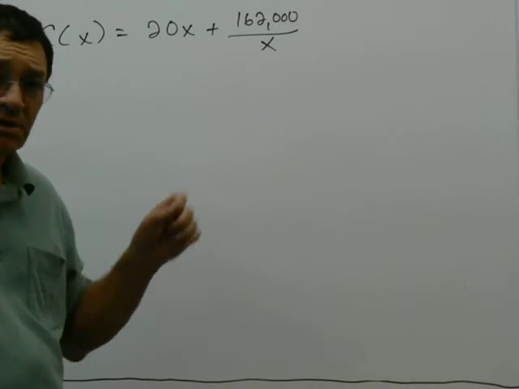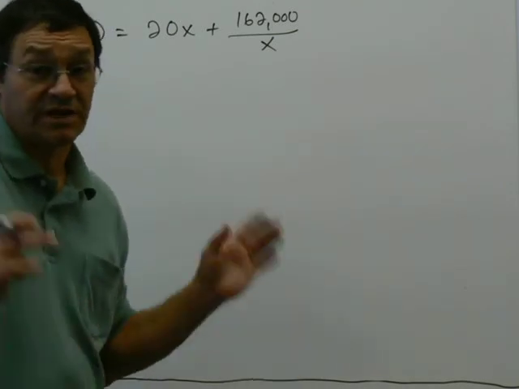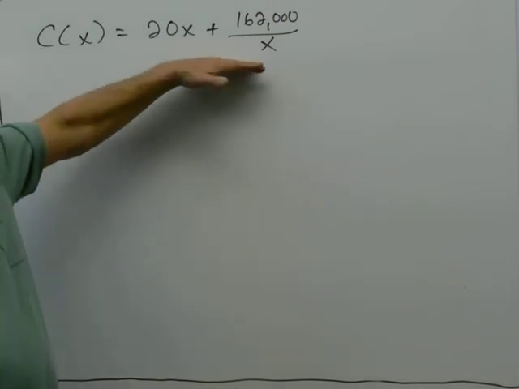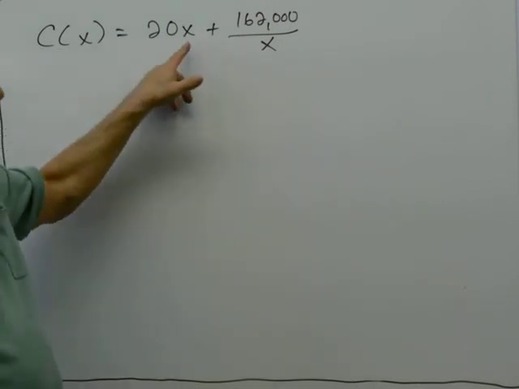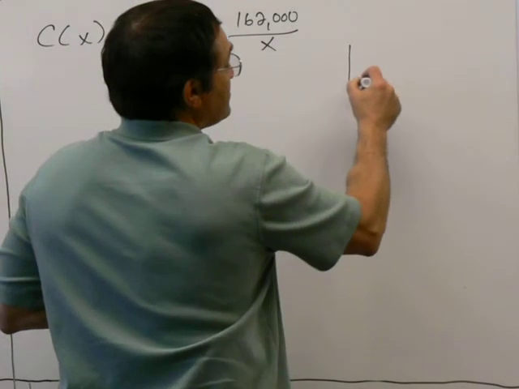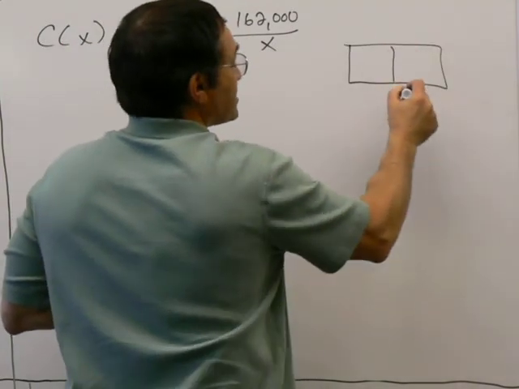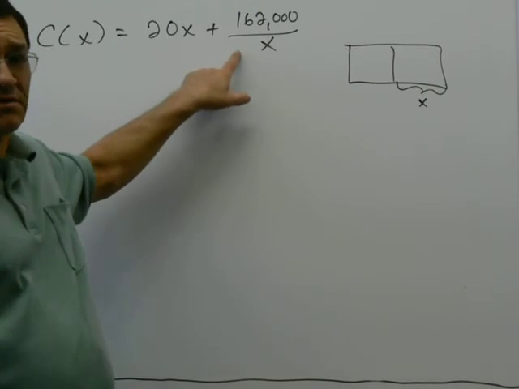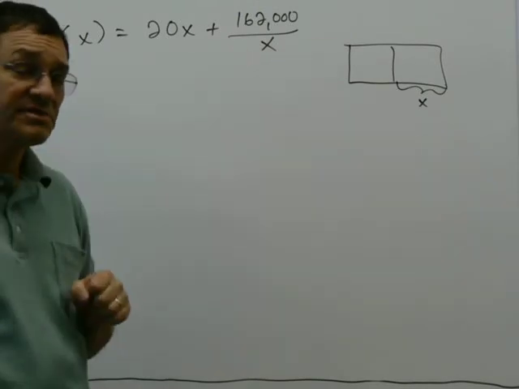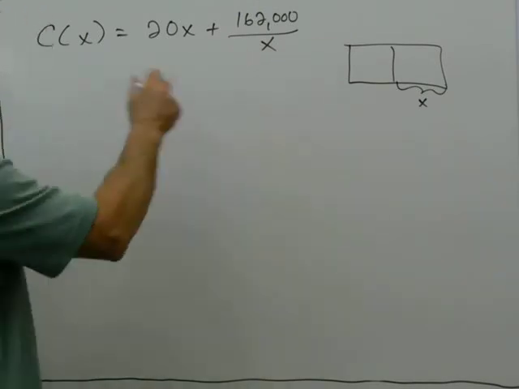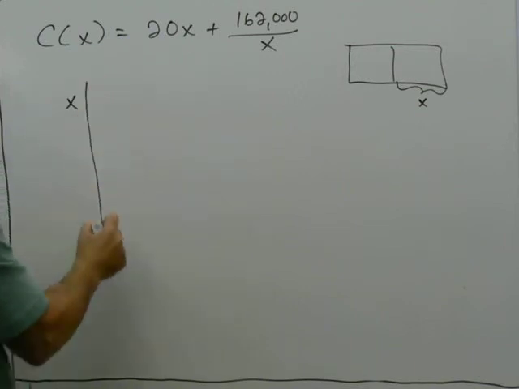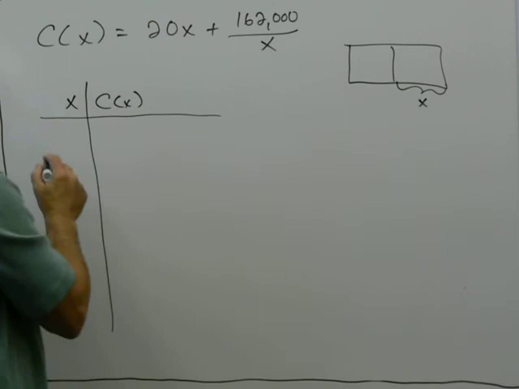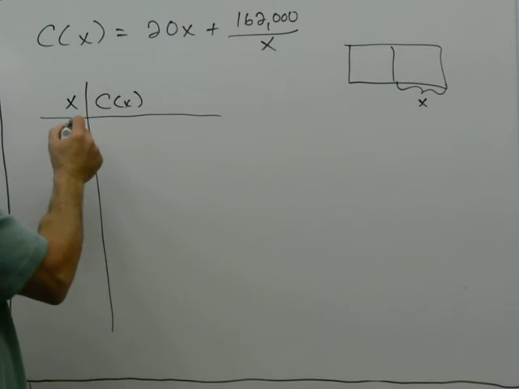For whatever reason, I'm going to plant a crop, and I know I need that many square feet to get what I want out of the crop. But this is what it's going to cost me if x is how many feet. Remember my picture? X is this distance right here. If I choose that distance x, this tells me what my cost to build all the fences is going to be. And so let's make a chart, x and C of x here.